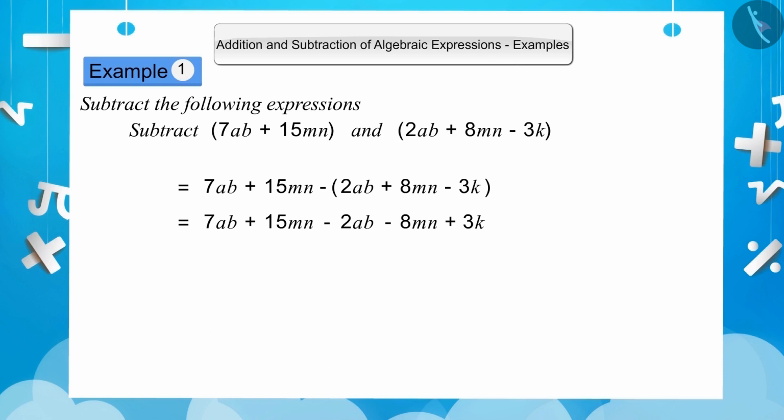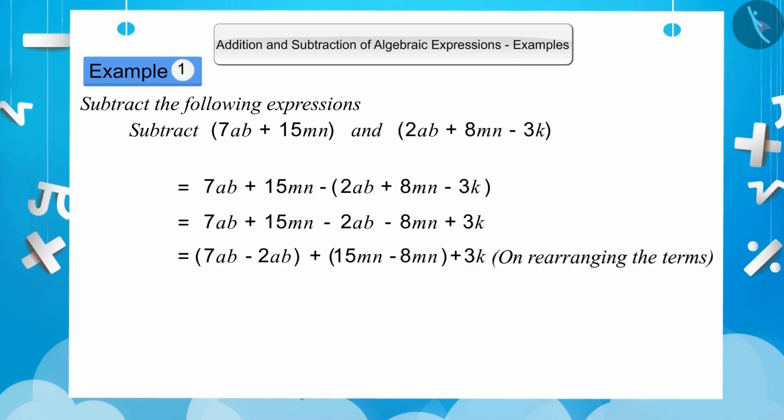Rearrange these terms with the help of brackets. Here, 7ab and 2ab, and 15mn and 8mn are like terms. So, we will keep the like terms together, while 3k is an unlike term, which we will not group with the other terms. (7ab - 2ab) + (15mn - 8mn) + 3k. By subtracting the like terms, we will get 5ab + 7mn + 3k.